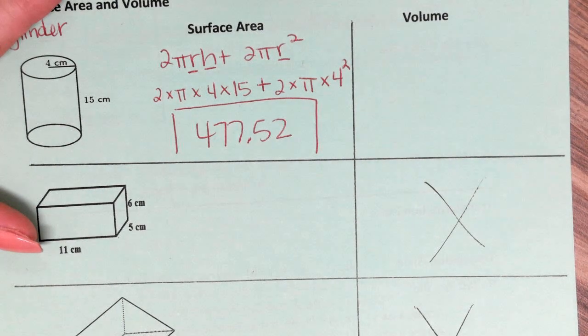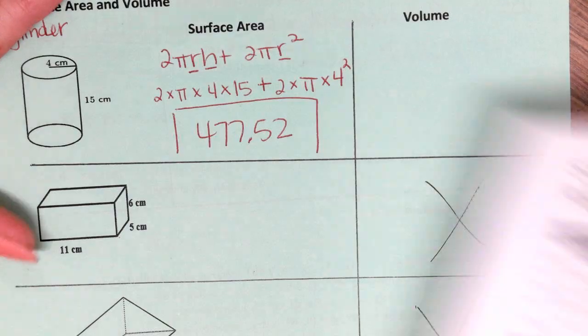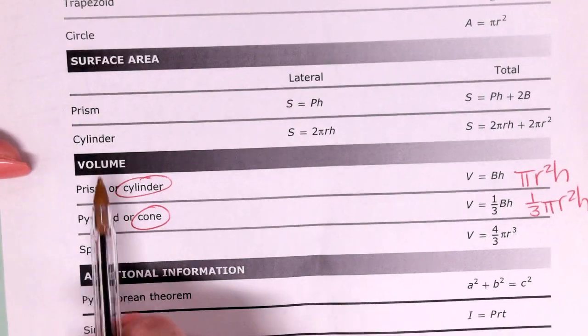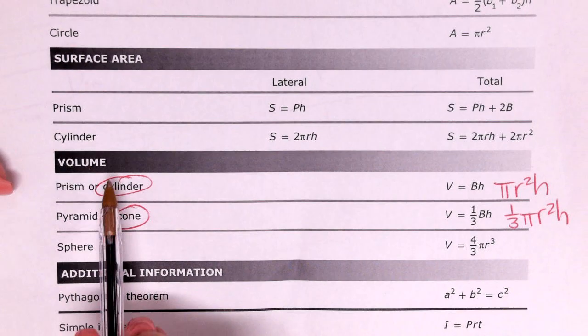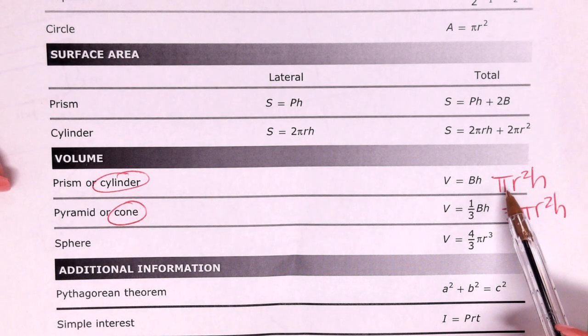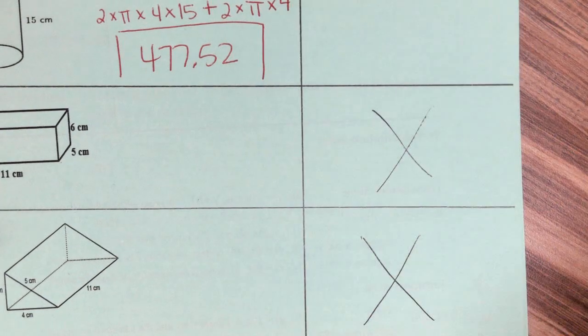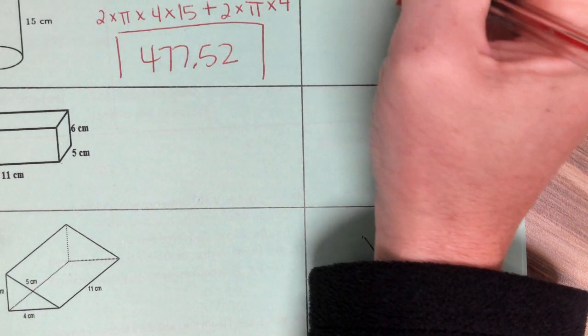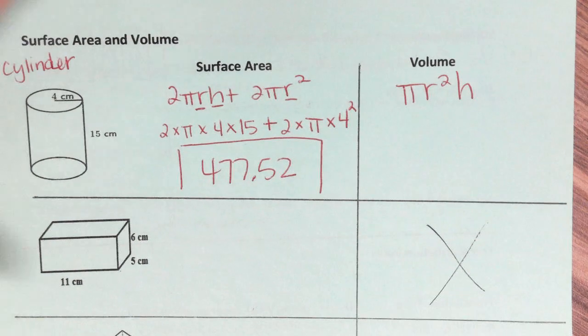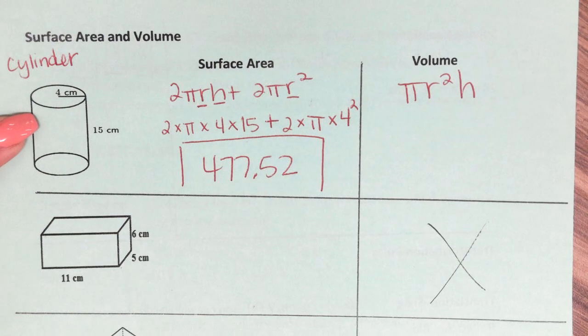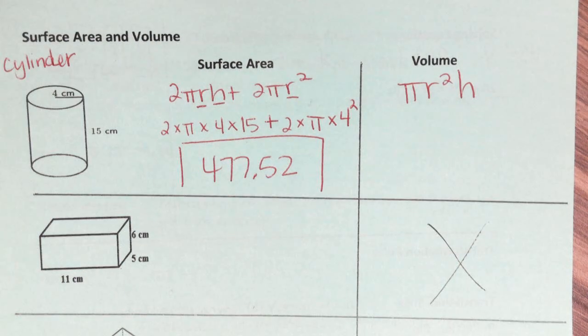Where would I go? Star chart. What section? Volume. Go to cylinder. What's the formula for this one? Pi r squared h. So that's what I write down. Very different formulas because they're asking for different things. Same exact shape, one surface area, one's volume.